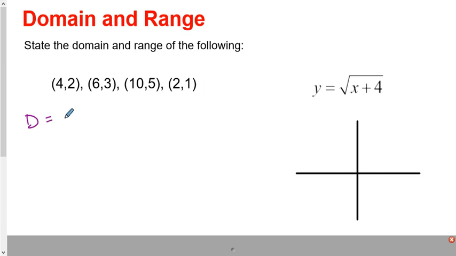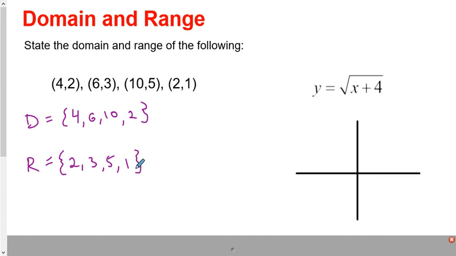For my domain, I'll just use a D and a little curly bracket. I'm going to start my range the same way, but with an R, and a little curly bracket. Now my domain is all my possible x values. That's 4, 6, 10, and 2. Sometimes you'll see these written in order, starting with 2, 4, 6, 10. It's fine either way, because I've listed all the possible x values in this function. For all my possible y values in my range, it's going to be 2, 3, 5, and 1. Those are all my possible y values. Okay?